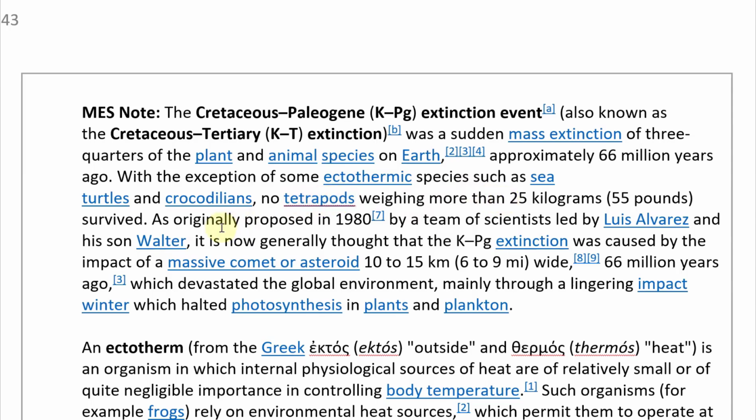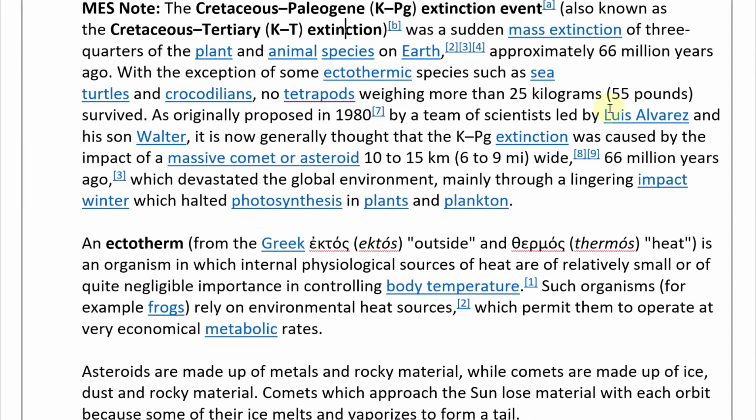Ectotherm species such as sea turtles and crocodilians, no tetrapods weighing more than 25 kilograms or 55 pounds survived. As originally proposed in 1980 by a team of scientists led by Luis Alvarez and his son Walter, it is now generally thought that the K-PG extinction was caused by the impact of a massive comet or asteroid, 10 to 15 kilometers or 6 to 9 miles wide, 66 million years ago, which devastated the global environment, mainly through a lingering impact winter, which halted photosynthesis in plants and plankton. That's very interesting.